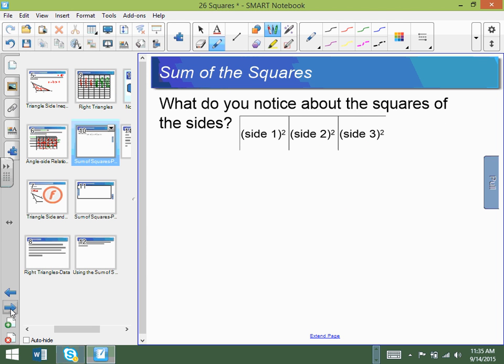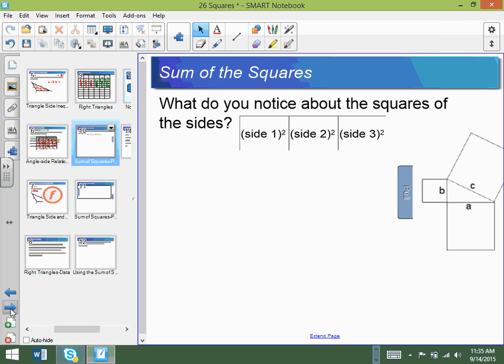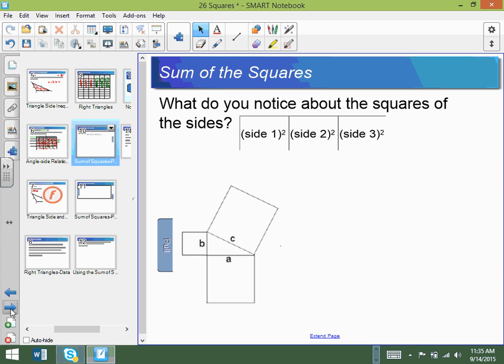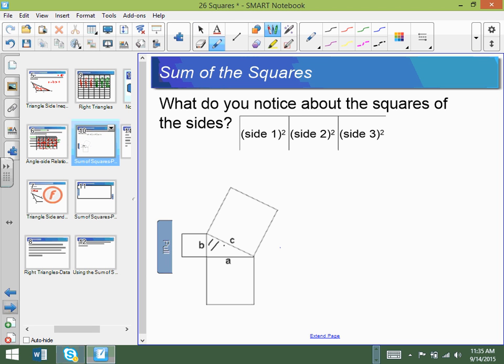Let's think a bit more about what we might be seeing with the squares of the sides. I'm going to grab a visual here. There we have a visual of the empty triangle. This is what you were forming in class today, using these 3 squares, and they range from a 1 by 1 to a 26 by 26.